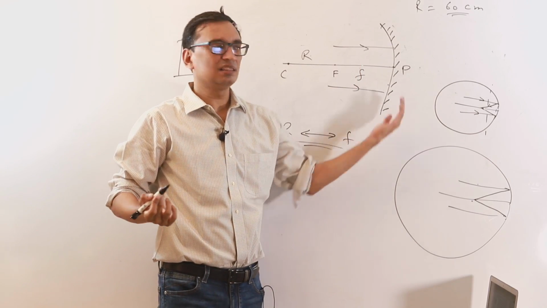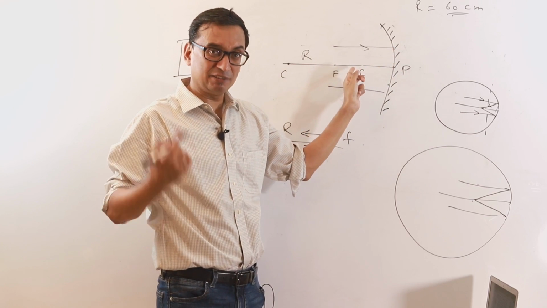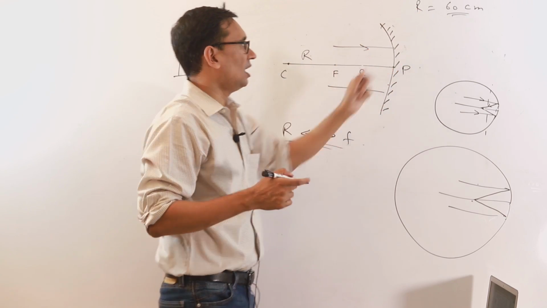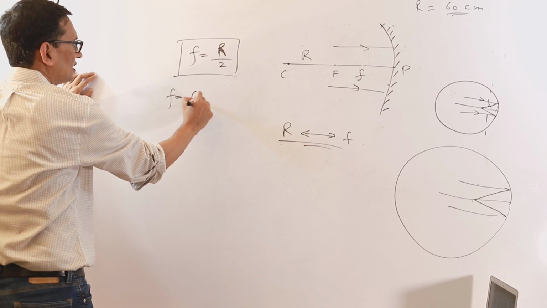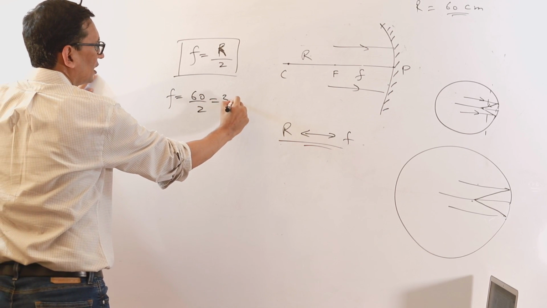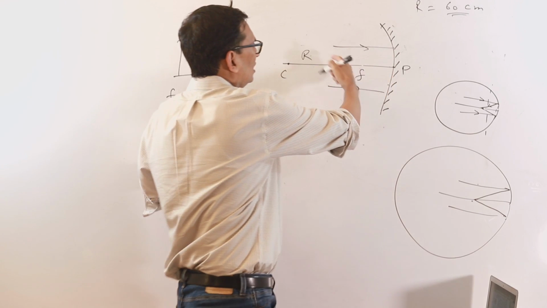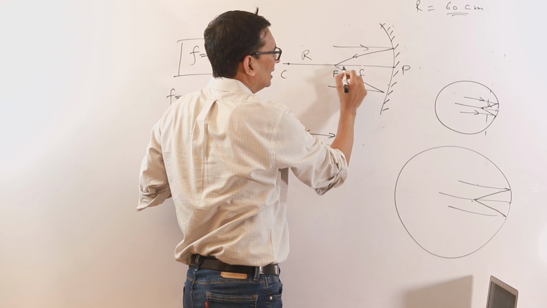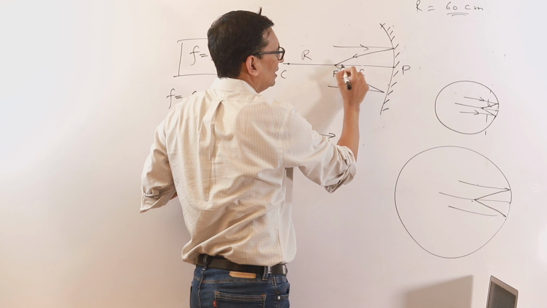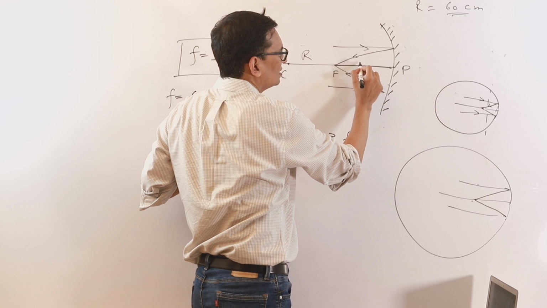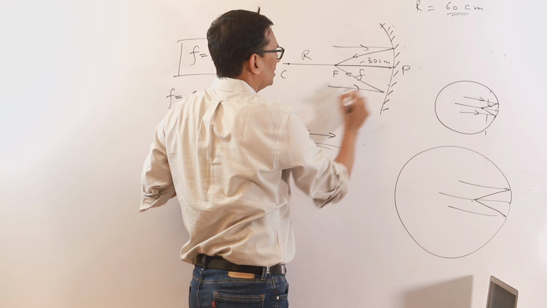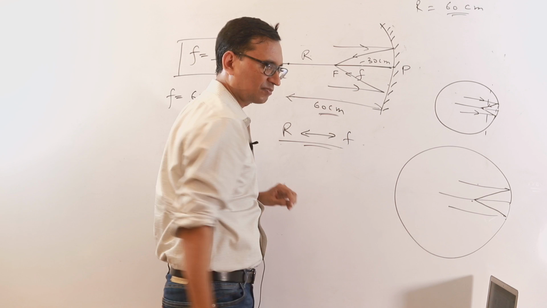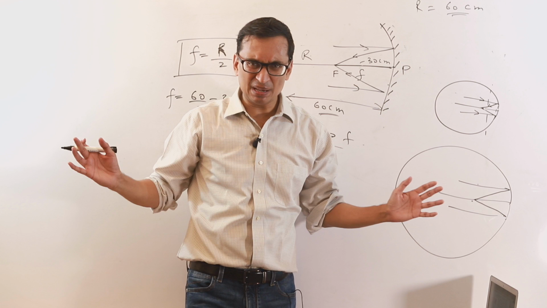The answer is, since they are parallel, after reflection they will meet at the focus. And the focal length is going to be half of R. So F is going to be equal to 60 by 2, which is equal to 30 centimeters. So these rays would come and meet here. This is the focus, and this distance from here to here is going to be equal to 30 centimeters, and this whole distance is 60 centimeters. Very, very basic idea, but I just want you to understand this.